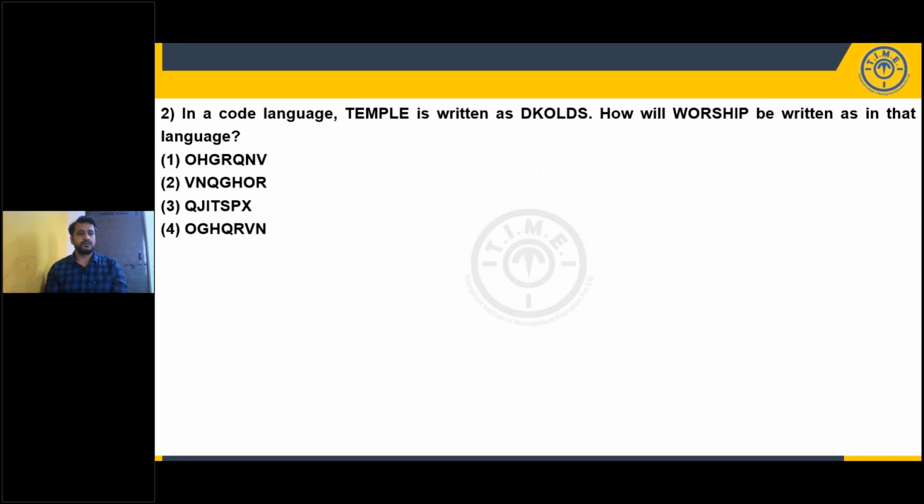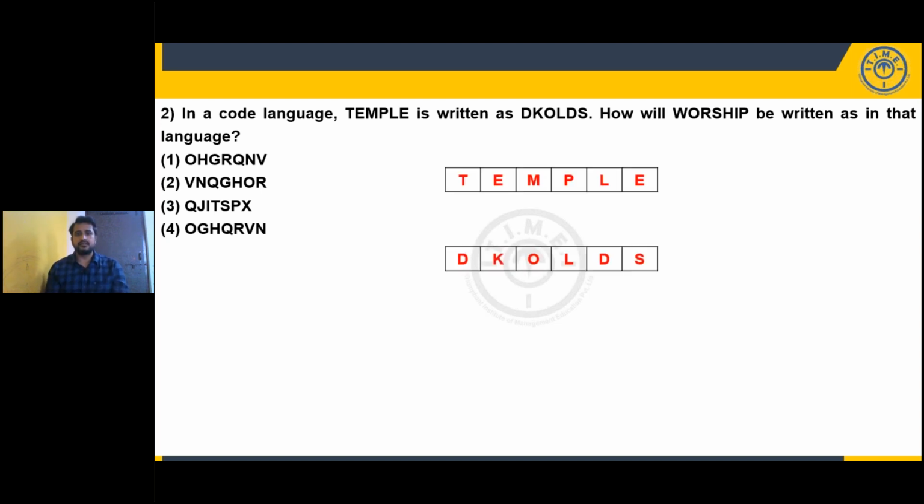Let's move to question number 2. In a code language, temple is written as DKOLDS. How will worship be written in that code language? Now look at here. What are the letters present in the word TEMPLE? What are the letters present in the code DKOLDS? Are these the same or different?